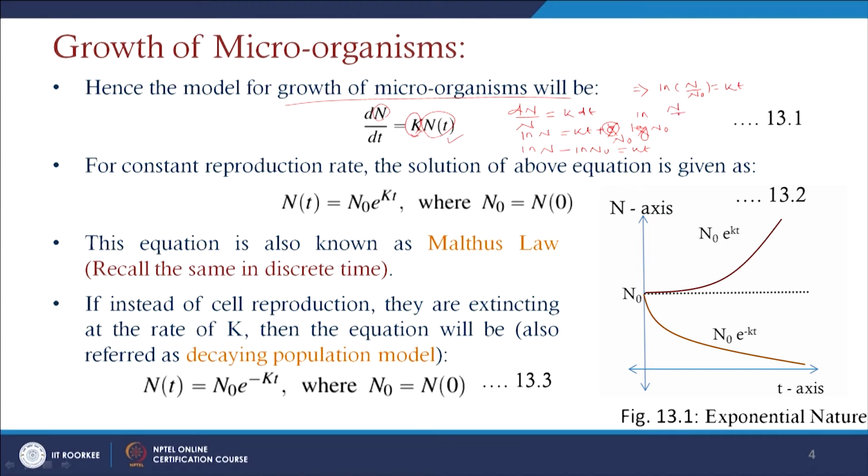So, n by n0 can be written as e to the power kt. So, n equals n0 e to the power kt here. This is the final solution. At the initial level, or t equals 0, the total population size is n0 at that point. So, this equation is known as the Malthus law of population dynamics.